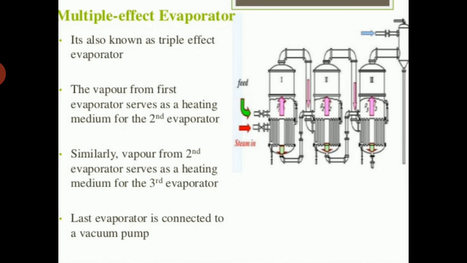Unlike short tube evaporator, the tubes are not submerged, so there is no elevation of boiling point due to hydrostatic head. It is suitable for foam forming liquids because foam can be broken by an entrainment separator. It requires low hold up and a small floor space.